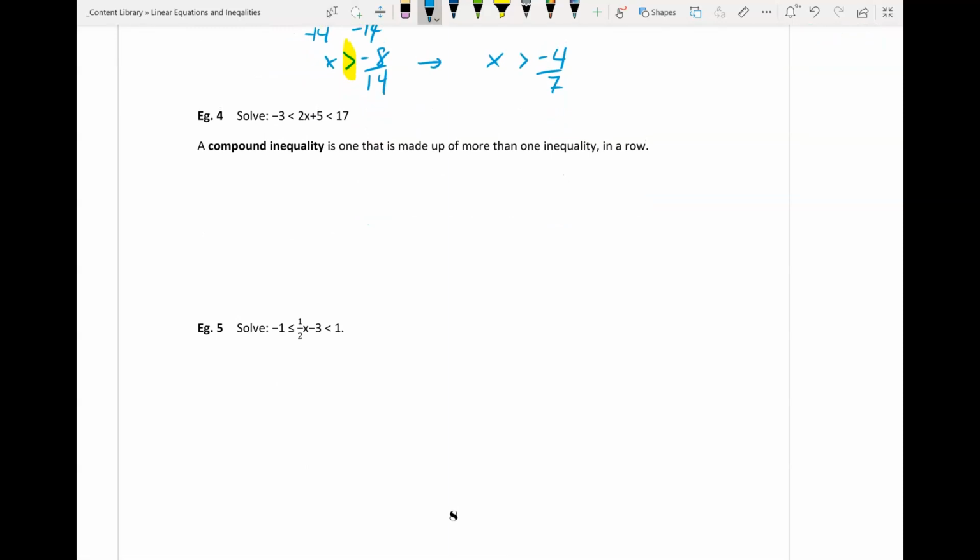In this next example, we have a compound inequality, and that is when we have an inequality that's made up with more than just one inequality in a row. I'm going to start off by writing exactly the question that we have. I want to isolate the x in the middle, this 2x plus 5. So to get rid of this 5, I can subtract every single inequality by 5.